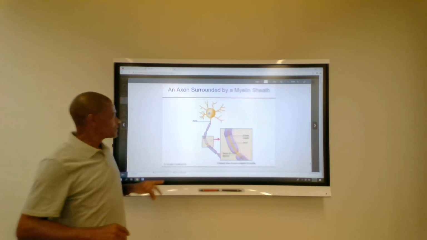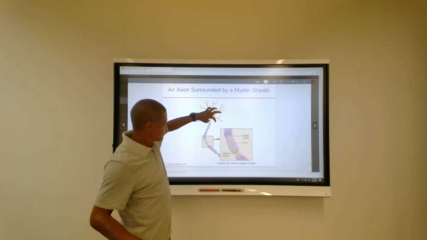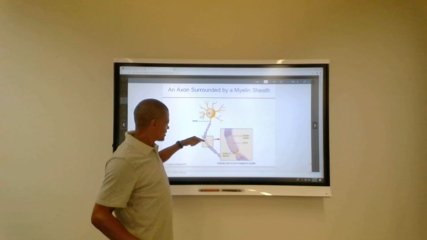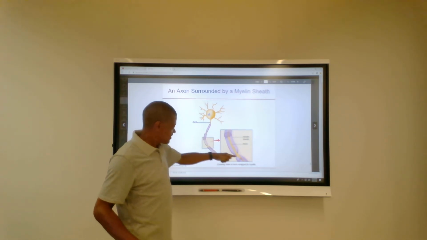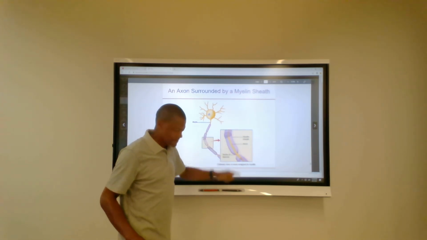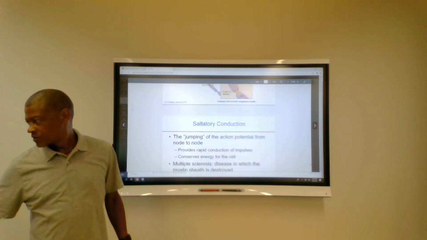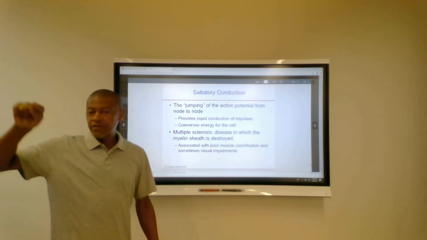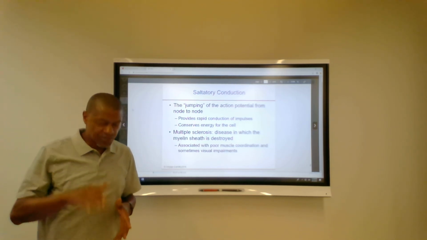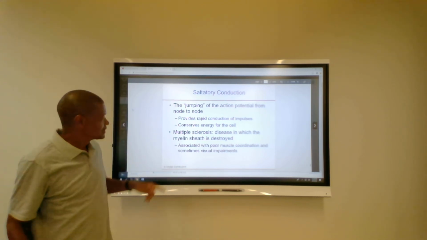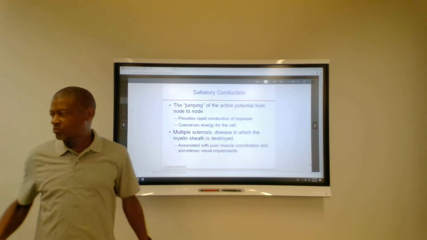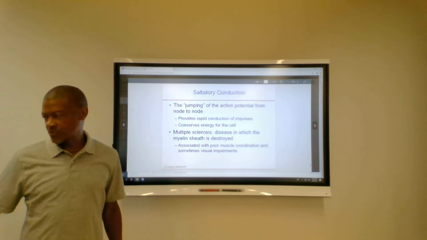So imagery, again, it's the axon. The purple stuff is the myelin around it. The spaces are where the nodes are. And the term for how it jumps down the axon is saltatory conduction. You can read that on your own. Any questions, you can certainly ask.